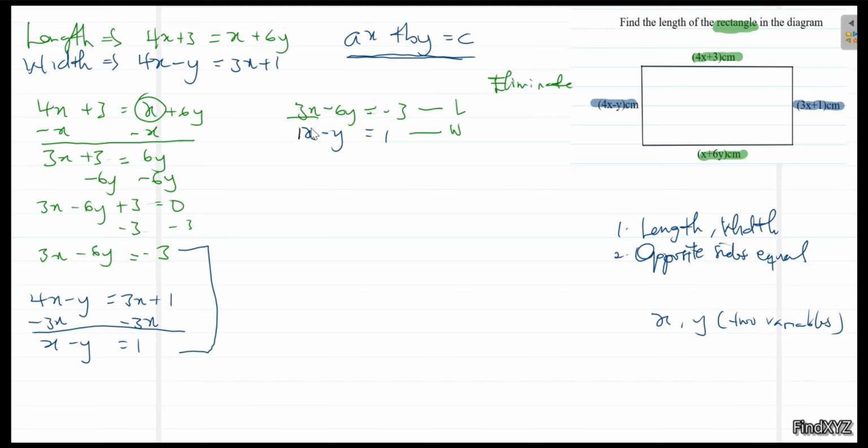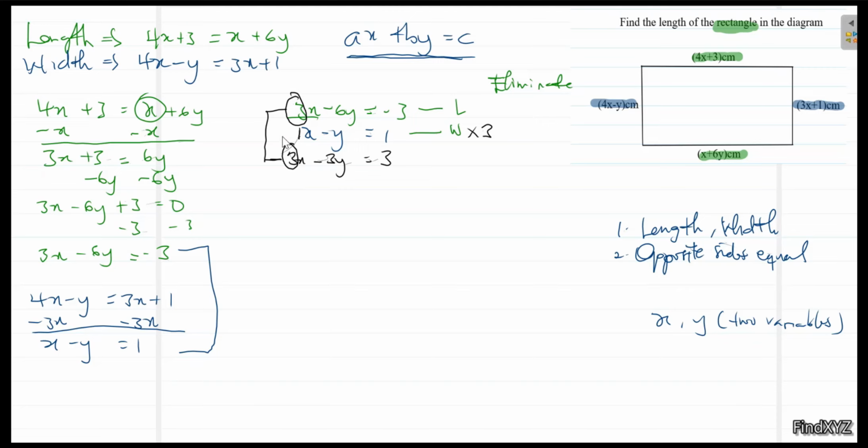So how do I make the coefficient of x become 3? I can decide to multiply equation w by 3. Then I'll have 3x minus 3y is equal to 3. So we write down, you see that the coefficient of the variable x is 3. They are all the same, so I can eliminate.